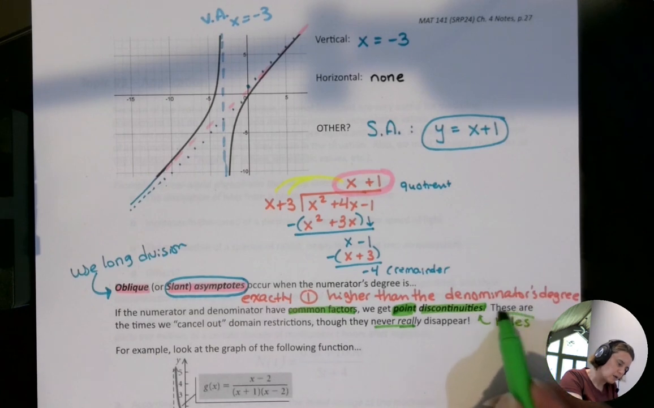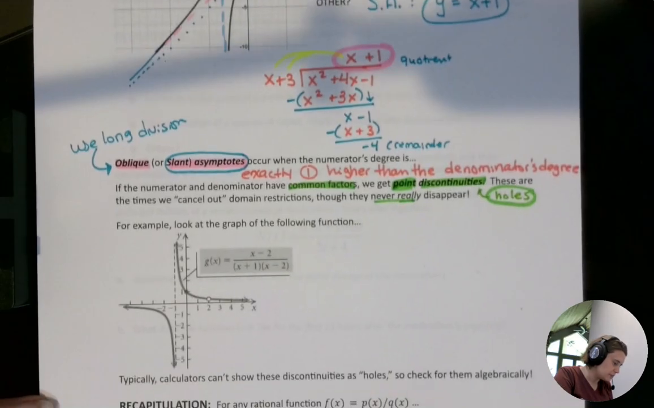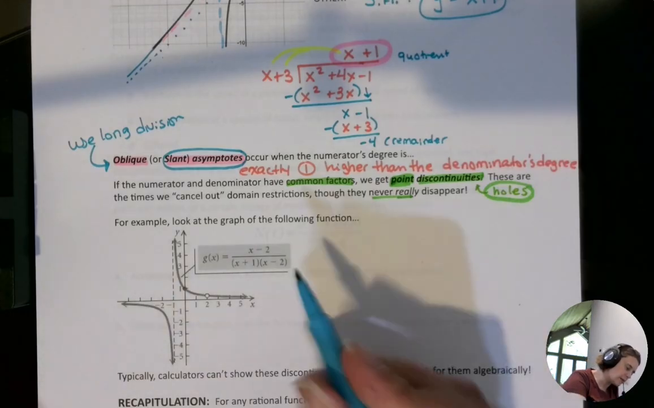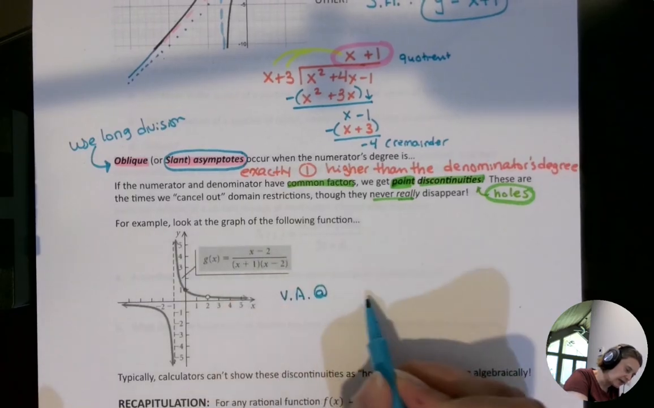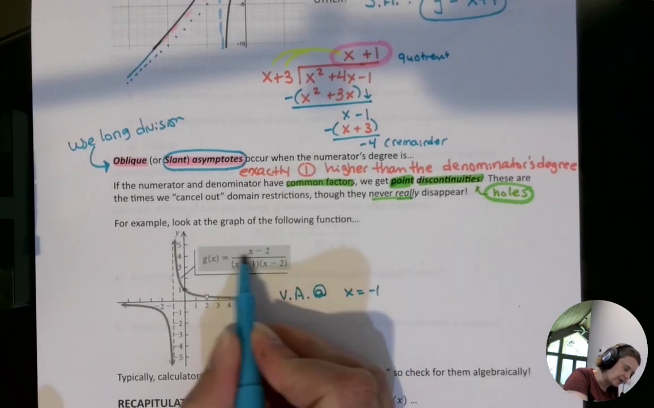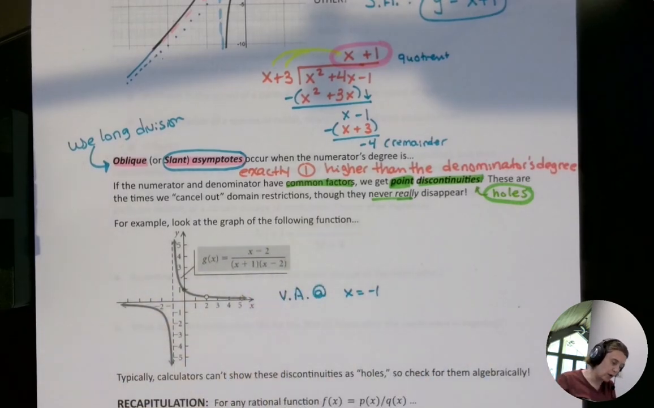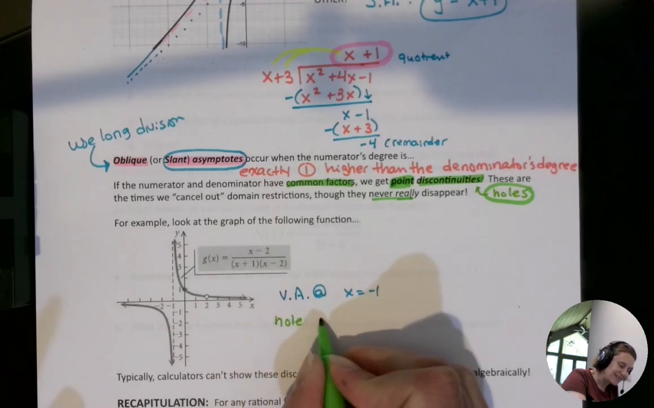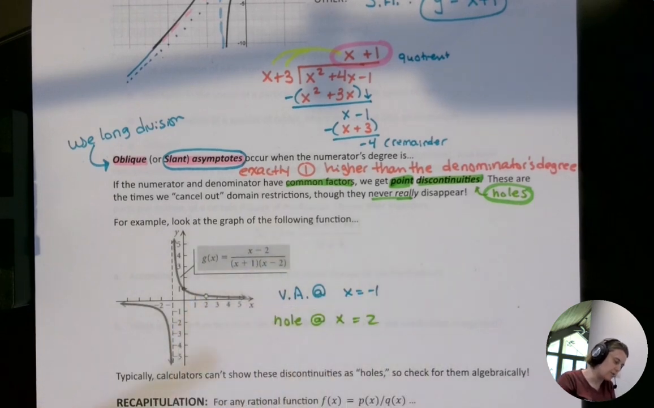Okay. So we talked about asymptotes. We also can talk about the holes in the graph. So take a look at this function. We would have a vertical asymptote at x equals -1 from this first factor. And then because these two factors would reduce, we're going to have a hole or point discontinuity at x equals 2, as you can see right here.